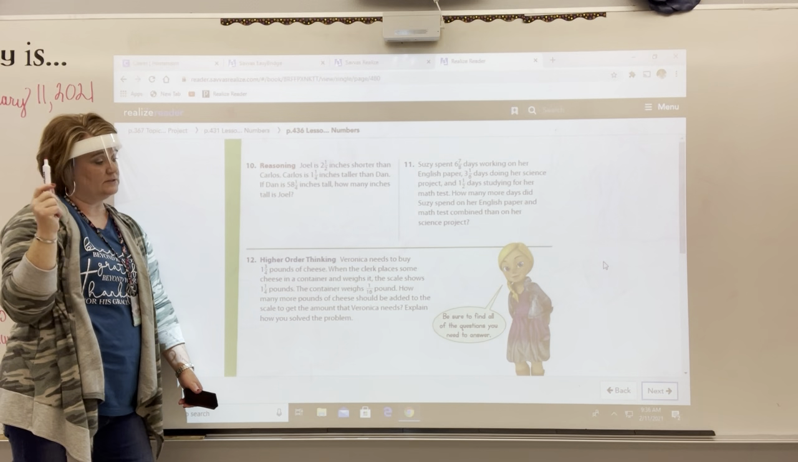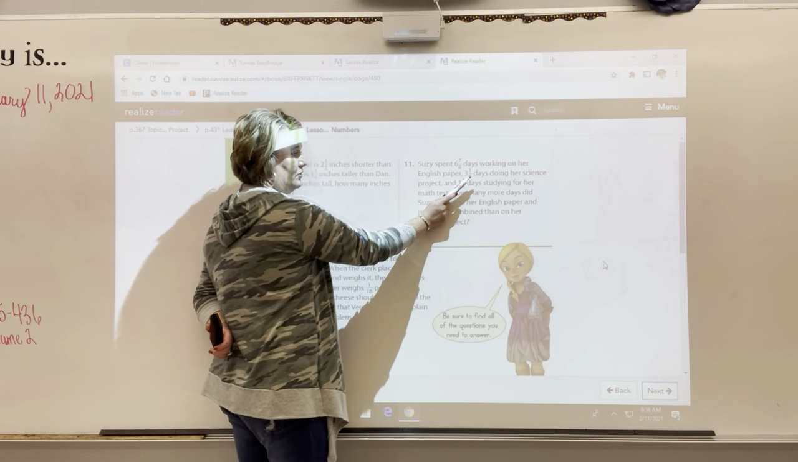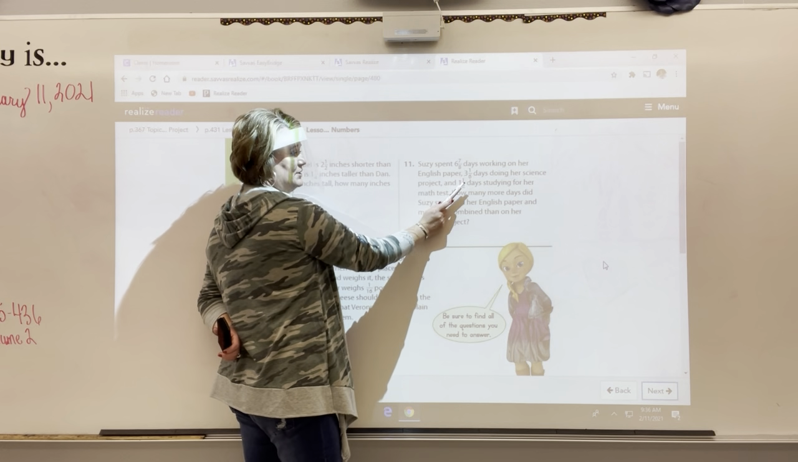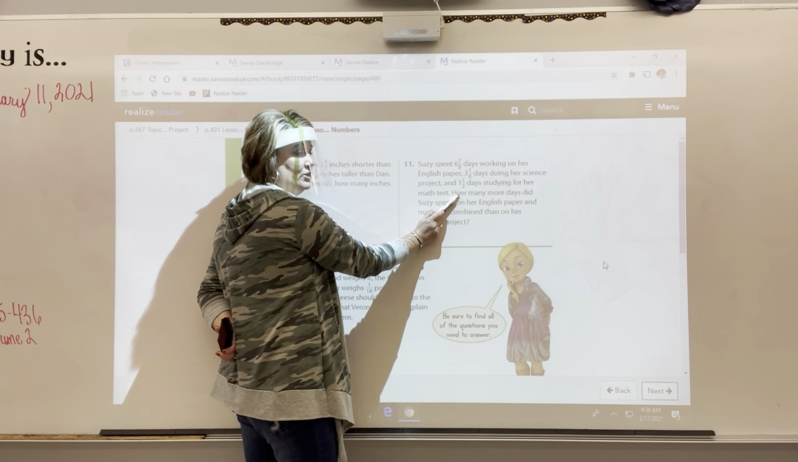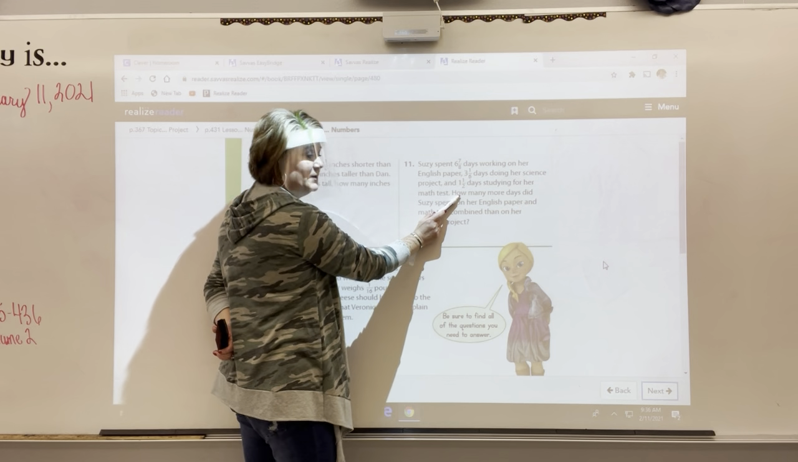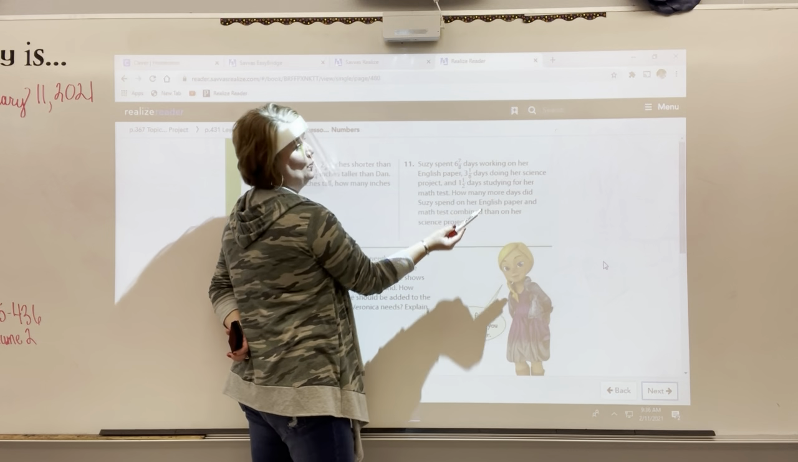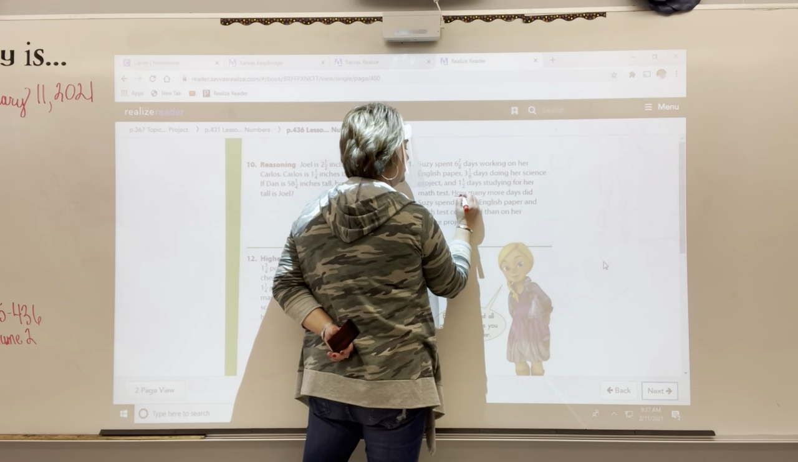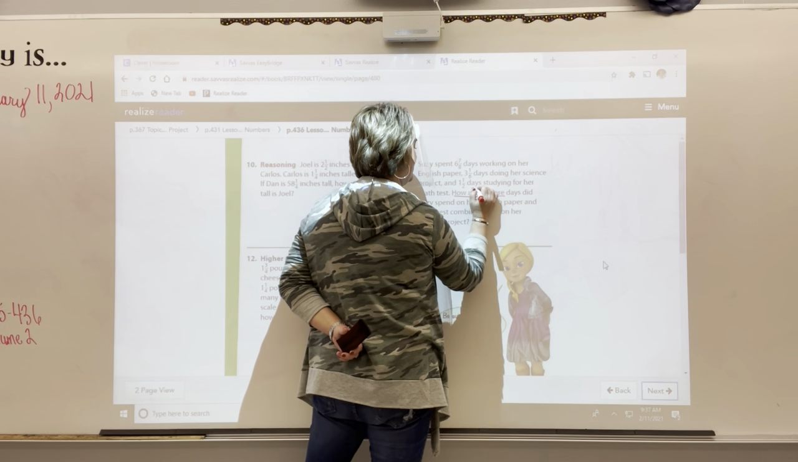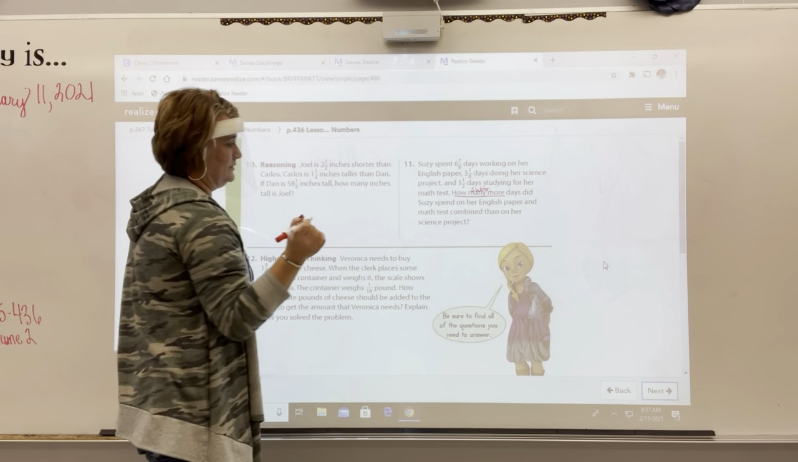Number 11, Susie spent 6 7/8 days working on her English paper, 3 1/6 days doing her science project, and 1 1/2 days studying for her math test. Get your pencil on how. This is the question. How many more? What does how many more mean to do? Somebody said add. That's not true. That means subtract. How many more means subtract.